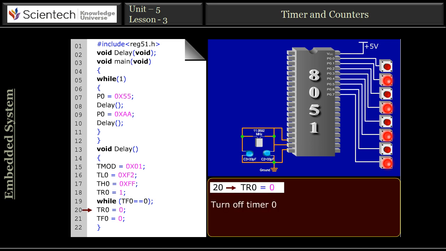Next is TR0 equal to 0, which means timer 0 is turned off. TF0 equal to 0 clears TF0 for the next round. Next is P0 equal to 0xAA, which means after this instruction, the odd pin LEDs of port P0 glow, as we see in the animation. After that, once again delay is called, and the process repeats forever.